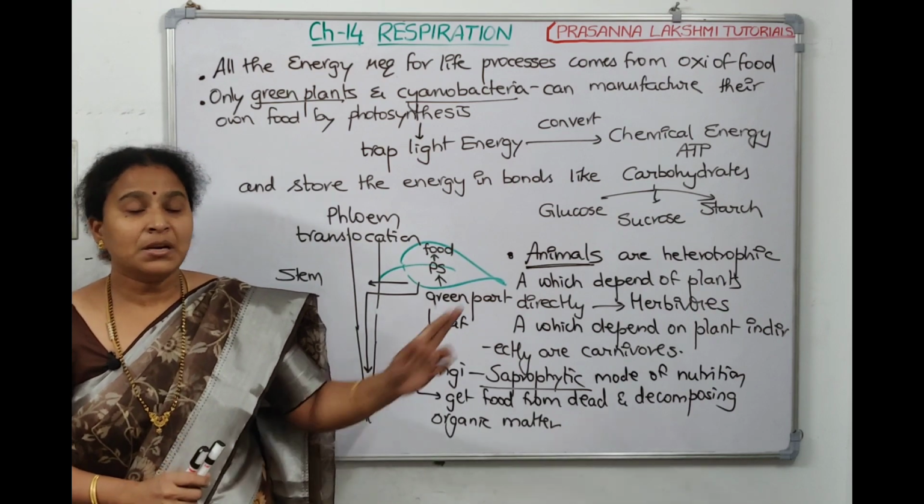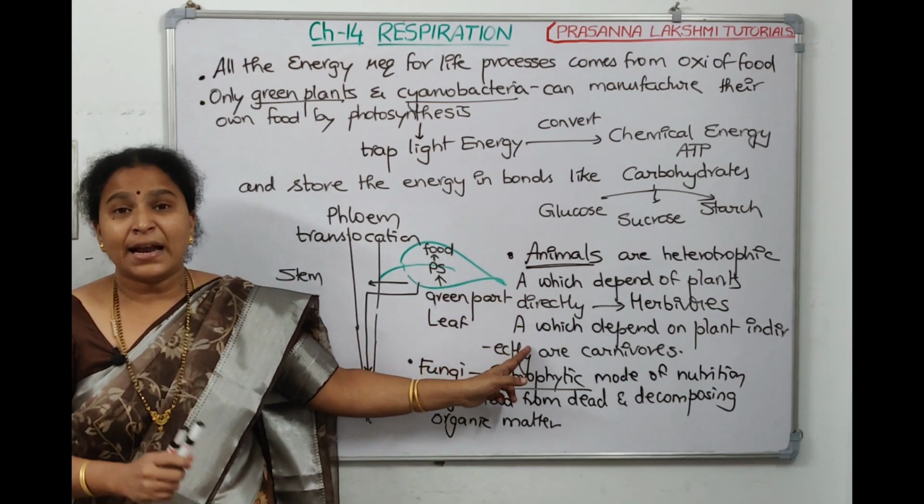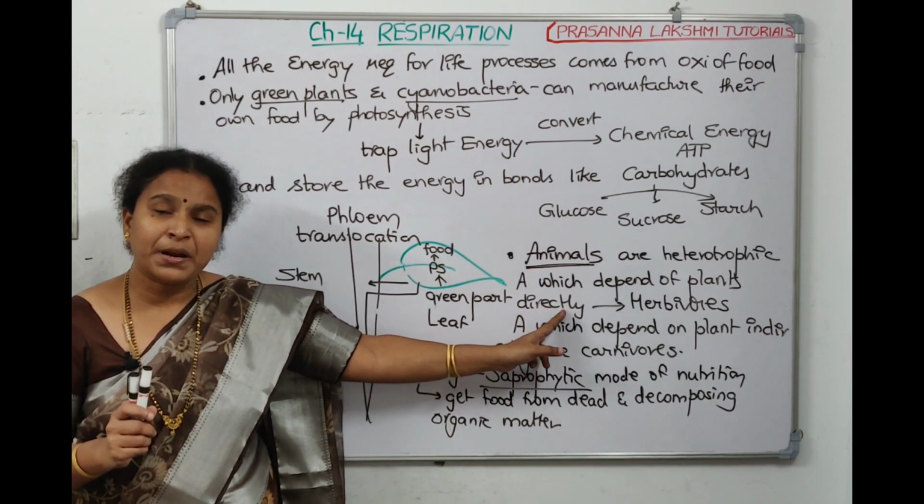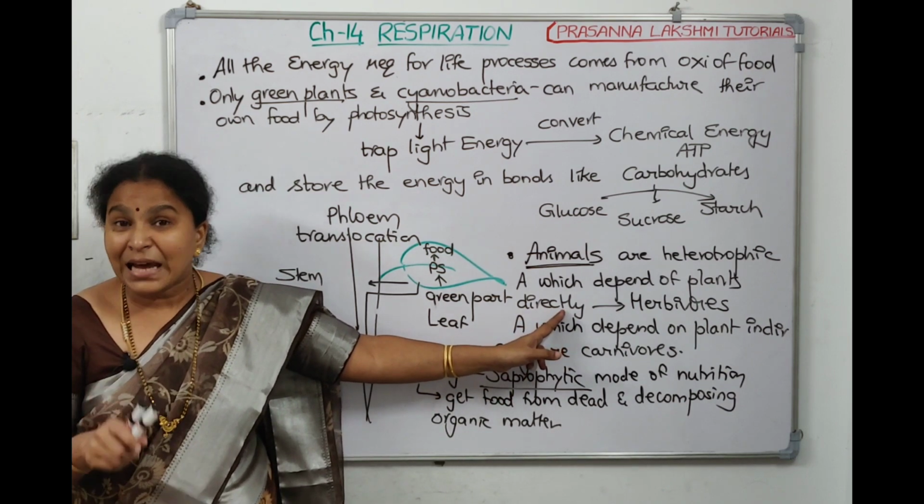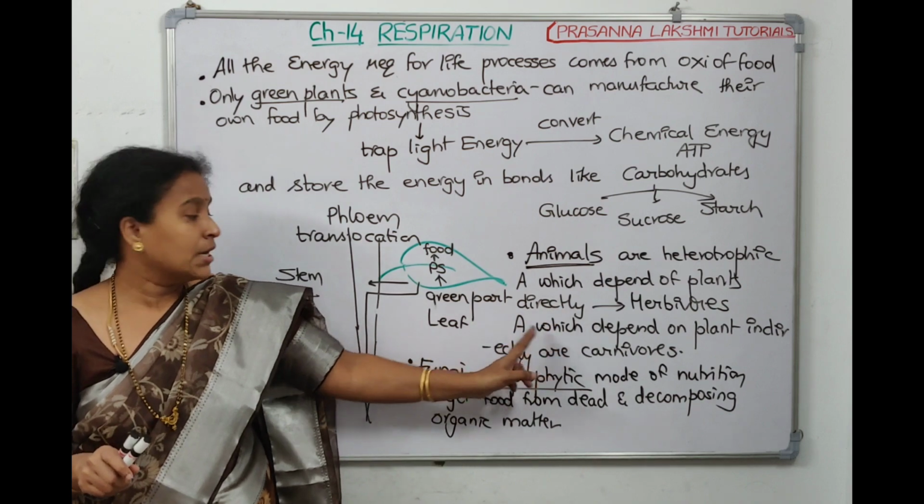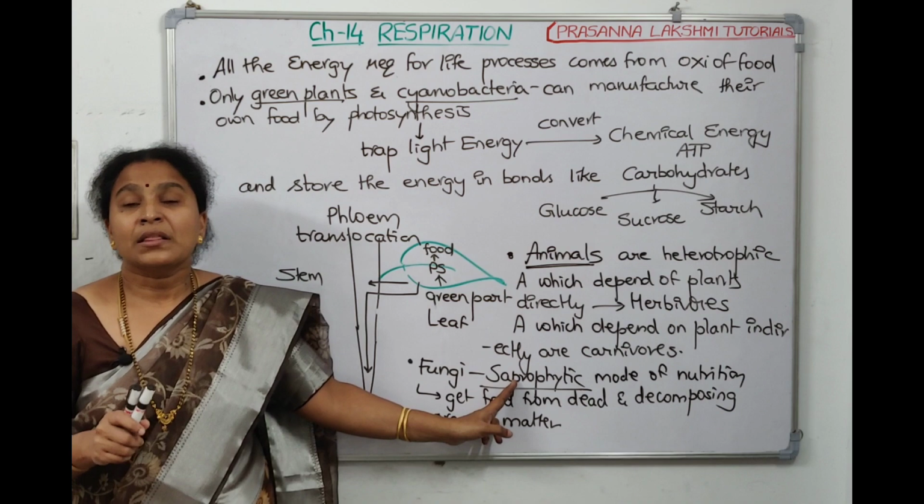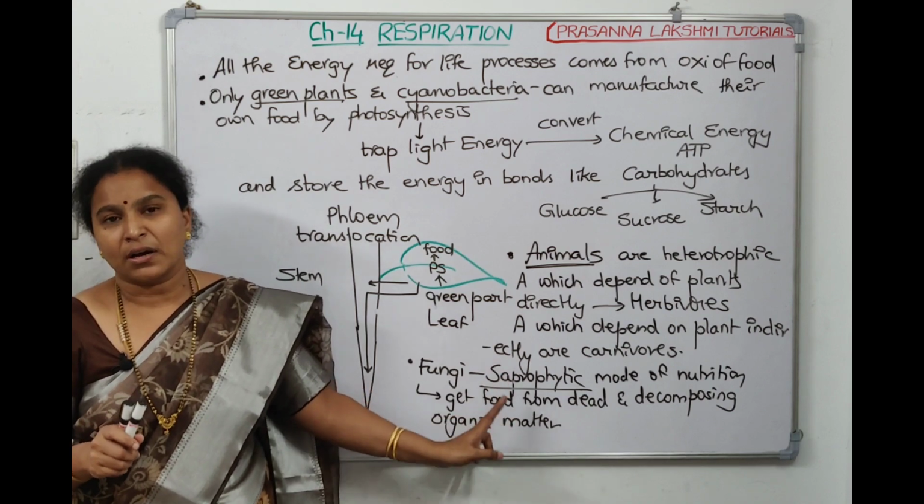Now coming to animals, animals are heterotrophic. The animals which depend on plants directly are herbivores. The animals which depend on plants indirectly for the food are called carnivores. Coming to fungi, fungi are saprophytic. Saprophytic means they grow on dead and decomposing organic matter.